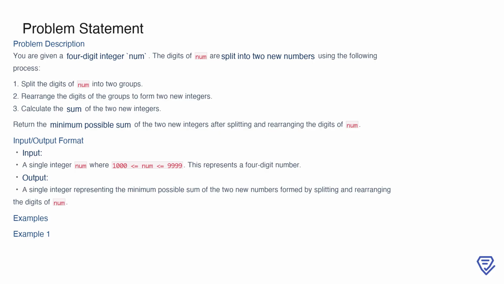The input to the problem is a single integer, number, and the output is also a single integer, representing the minimum sum. This means that the solution must not only split and rearrange the digits correctly but also ensure that the resulting sum is the smallest it can possibly be.